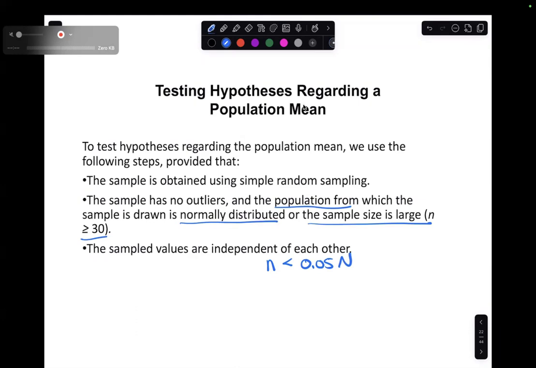Now, it is possible I could give you a sample that isn't greater than 30, and it doesn't state that the population is normally distributed. So you'll just have to state that. Just state that it is unknown if the population is normally distributed, and I have a small sample size. Just do the math anyway, but just state that. And the same thing with the simple random sample. So even if it doesn't fit all three of these things, you're just going to state what we have and then move on. Just still do the math.